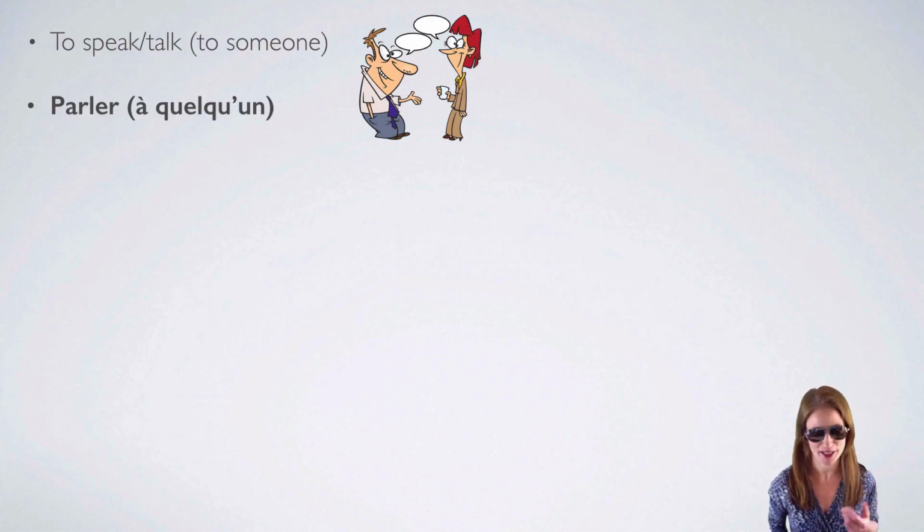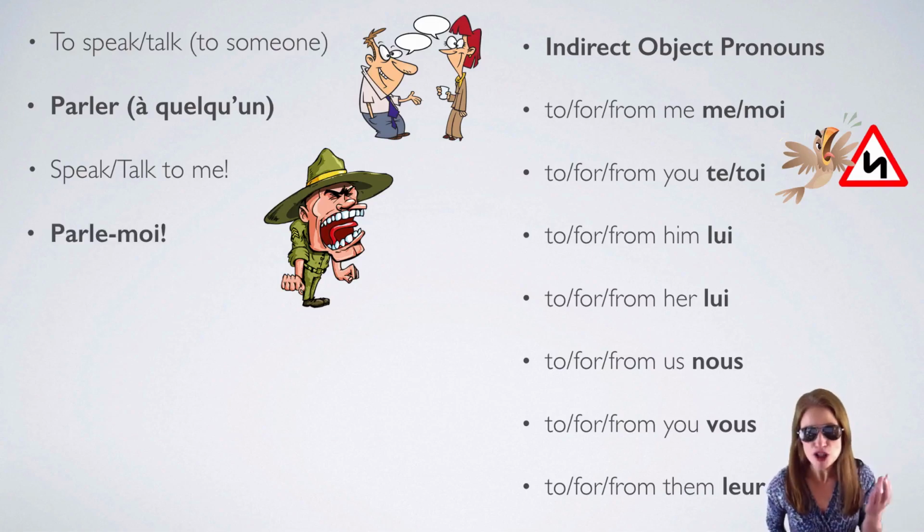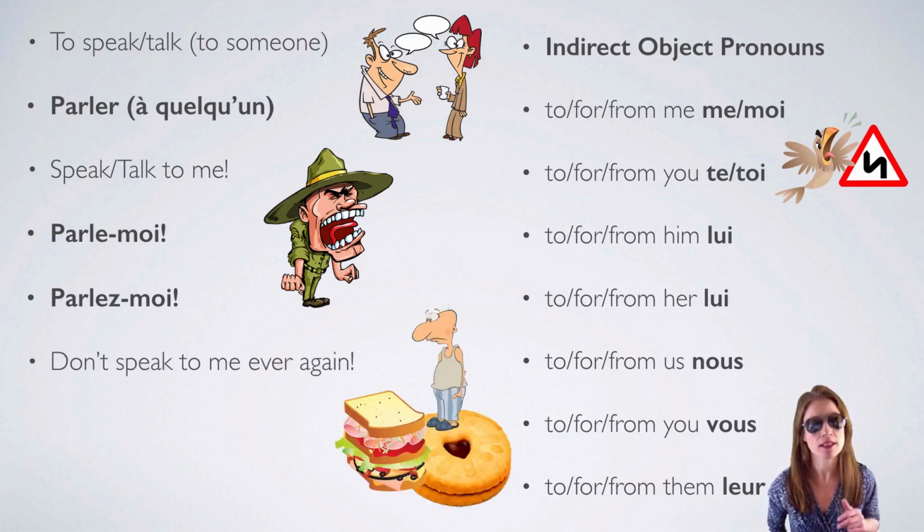Parler à quelqu'un. So how would you say speak to me, bearing in mind that to me is the same as me? Positive command, the verb has to become moi. Parle-moi. If it's the vous, it's parlez-moi. The moi replaces à moi. It's one word in French, it's two in English, usually, not always.